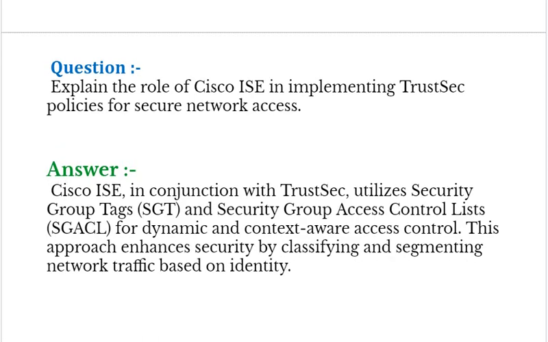Our next interview question is: explain the role of Cisco ISE in implementing TrustSec policies for secure network access. Your answer should be: Cisco ISE in conjunction with TrustSec utilizes Security Group Tags (SGT) and Security Group Access Control Lists (SGACL) for dynamic and context-aware access control. This approach enhances security by classifying and segmenting network traffic based on identity.